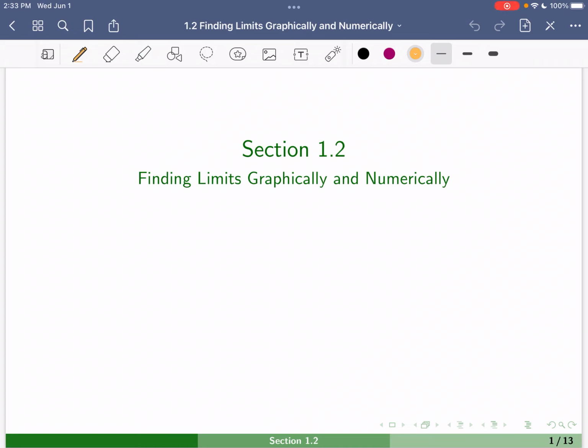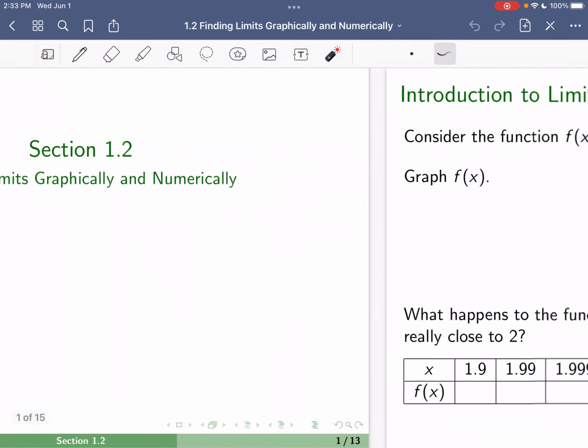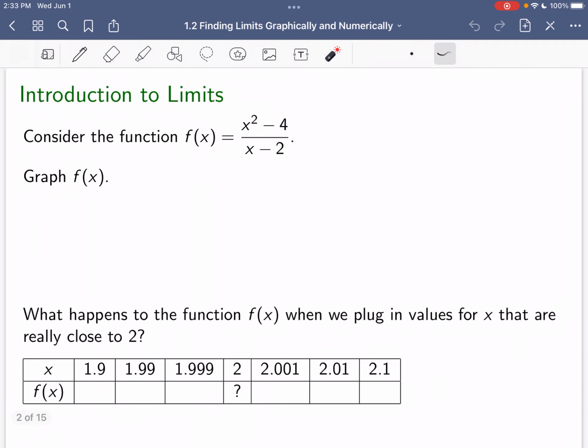In this section, we're going to take a look at how we go about finding limits, both graphically and numerically. So we're going to jump in with an example. We're going to consider this function. This function is f of x equals x squared minus 4 over x plus 2.